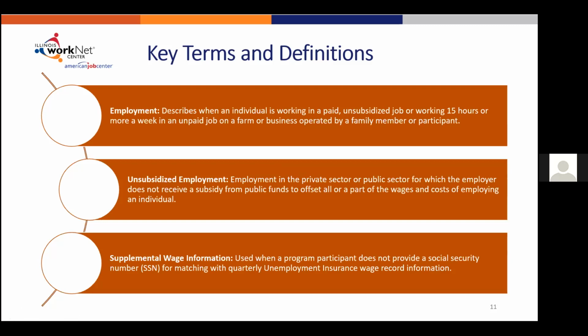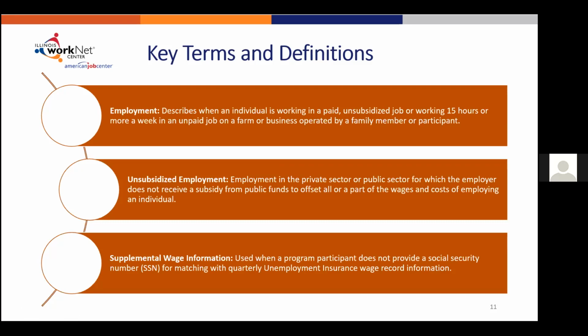Seems pretty straightforward. Employment is just when we will use employment about 100 times today. So we thought it was important to at least explain it a little. It's literally when someone is working in a paid, unsubsidized job or working 15 hours or more a week in an unpaid job on a farm or a business operated by a family member or participant. That's the law. Those are different definitions that are in WIOA law. So that's the general definition of employment.